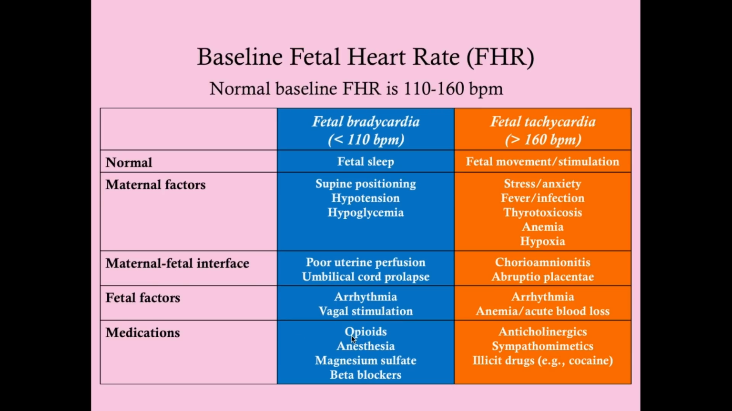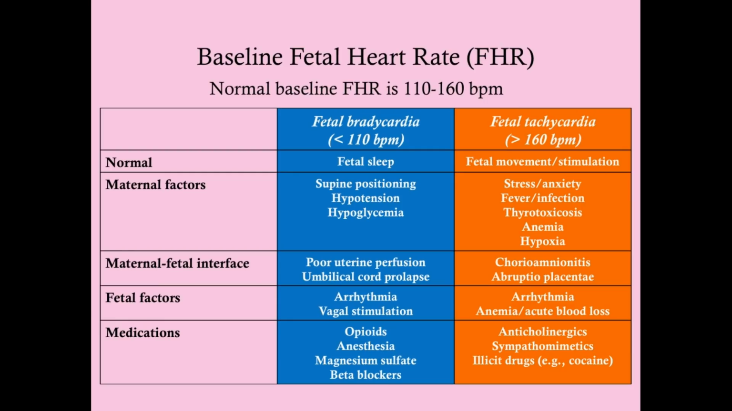Medications, these are things that cause bradycardia in everybody. Opioids, anesthesia, that can include local anesthesia, magnesium sulfate, and beta blockers. What about tachycardia? One of the normal causes of fetal tachycardia is just fetal movement. So if you go outside, move around, exercise, your heart rate's going to go up. Same for baby. Maternal factors, one of the more common ones, stress and anxiety. Mom's heart rate goes up, increases the blood flow to the baby. Baby's heart, to compensate, goes up.